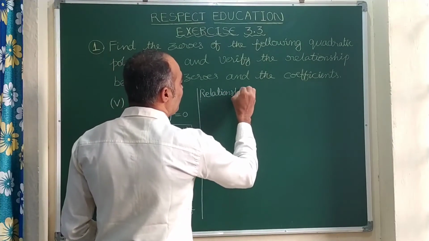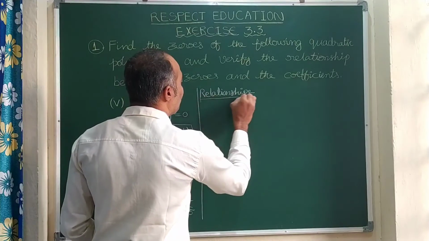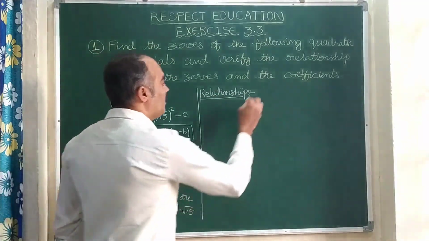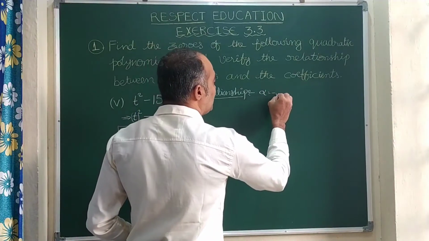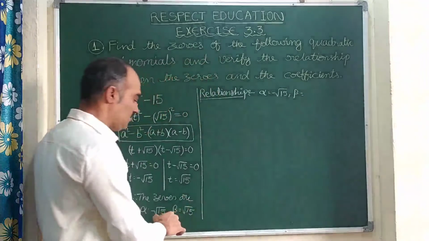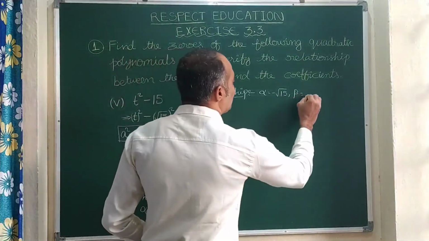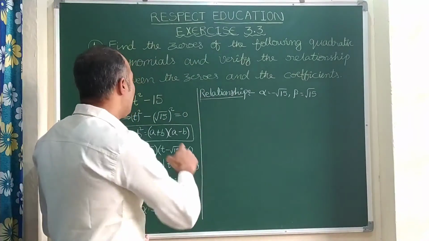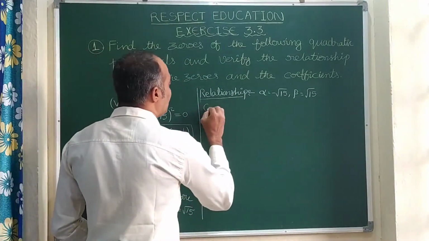Here alpha and beta, let us write them. Alpha is minus root 15 and beta is plus root 15. So alpha and beta both are ready. Now compare the given question.